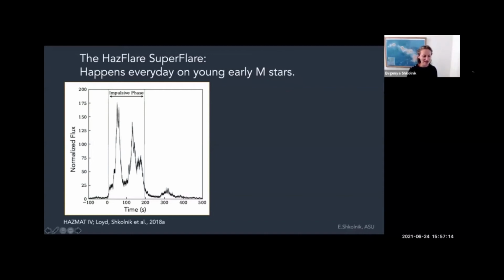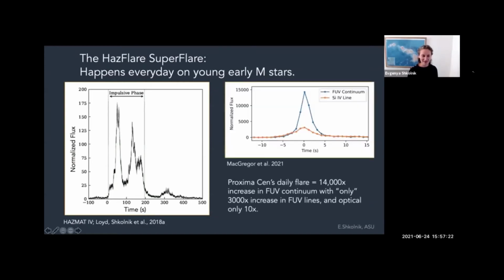And it's the kind of thing that happens every day on a young M star, every day. It's pretty remarkable, don't you think? And then more recently, just a few months ago, we published an observation from HST of a flare of Proxima Centauri, our nearest neighbor.